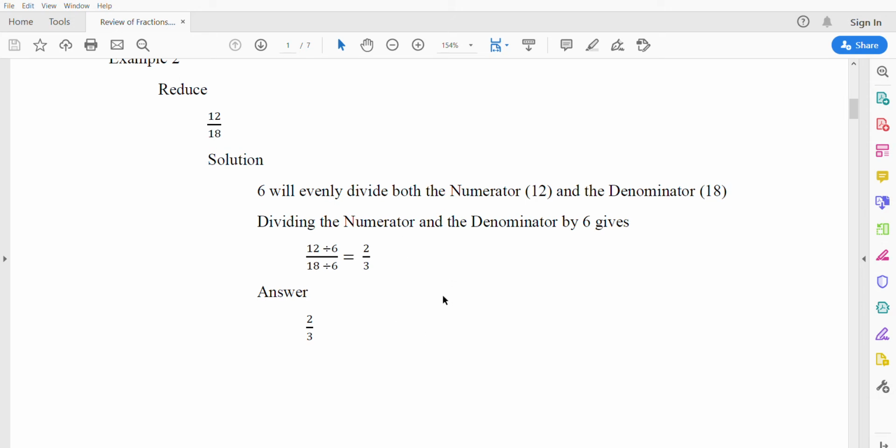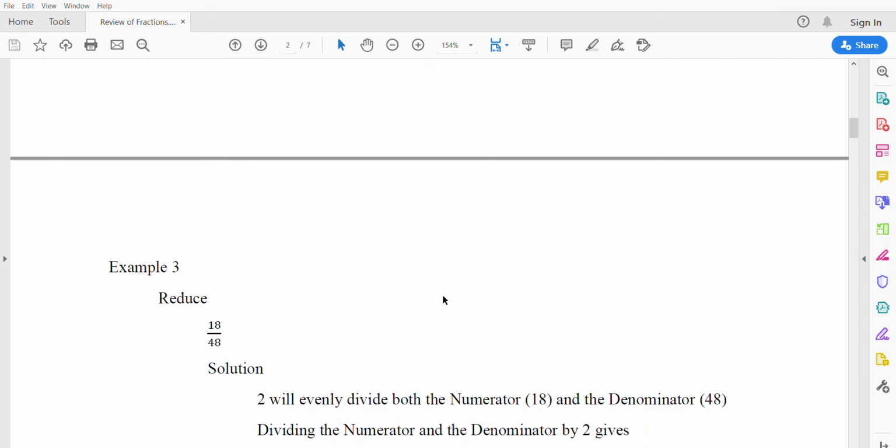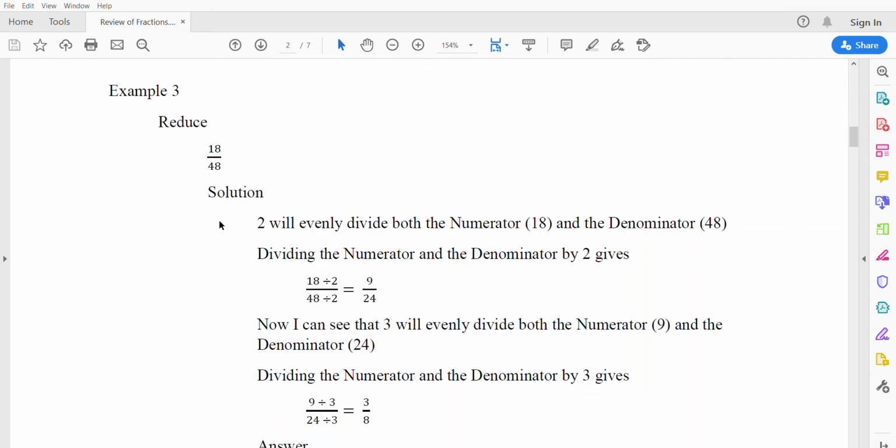All right, I've got one more example. This one's a little bit more challenging. So let's say I want to reduce 18 over 48. So the solution. Well, I noticed that 2 will divide evenly into both the numerator, 18, and the denominator, 48. So dividing the numerator and the denominator by 2, that gives me the following. 18 divided by 2 is a 9. 48 divided by 2 is a 24. So I have a 9 over 24.